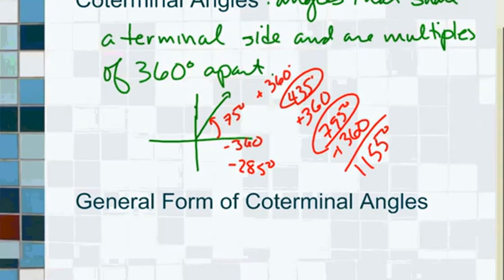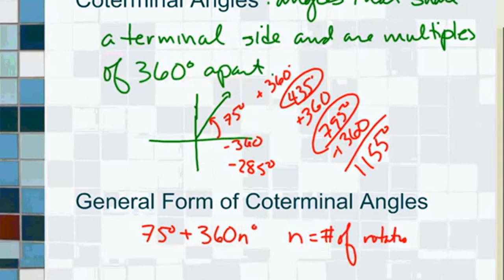Well, if you ever drive cross country, I'm sure you're going to use this a couple of times. So in this case, you'd go 75 degrees plus 360n degrees, where n equals the number of rotations, and n is an integer, because you can't quite have half of a rotation. So if it's a 1, you've gone around 1 extra time. If it's a 2, you've gone around 2 extra times. If it's 10,000, you've gone around 10,000 extra times.